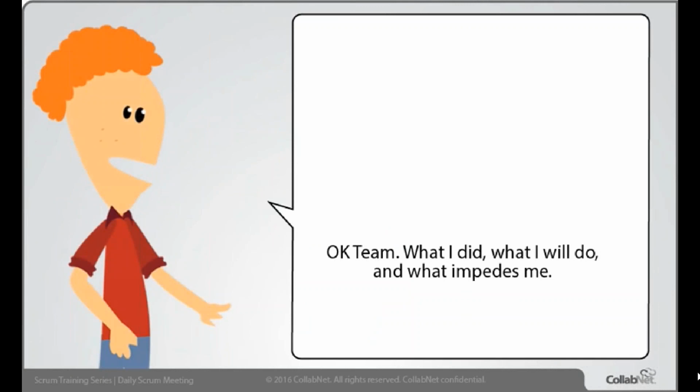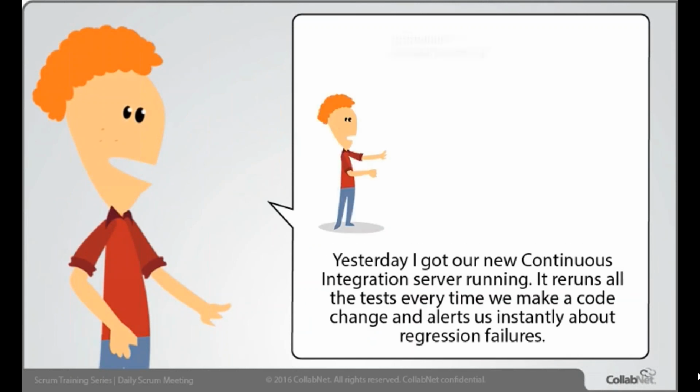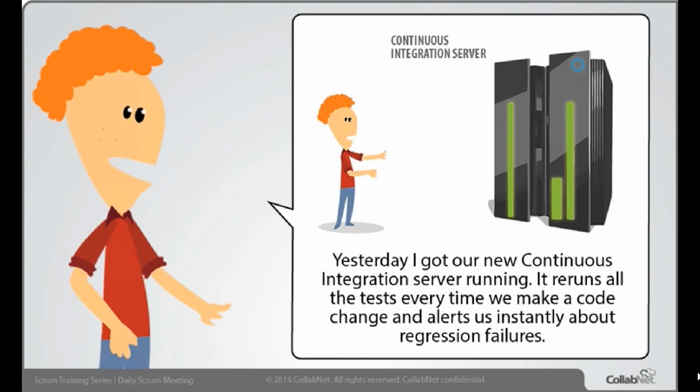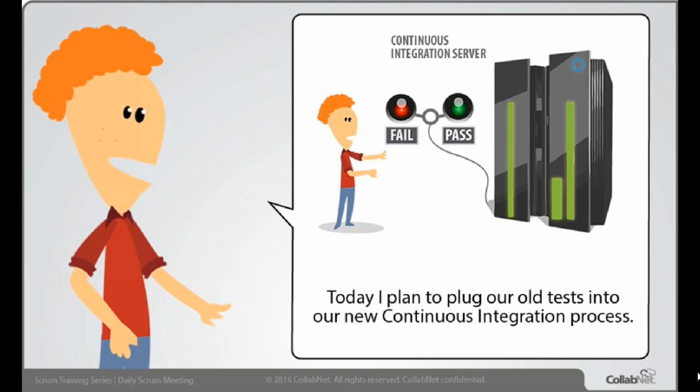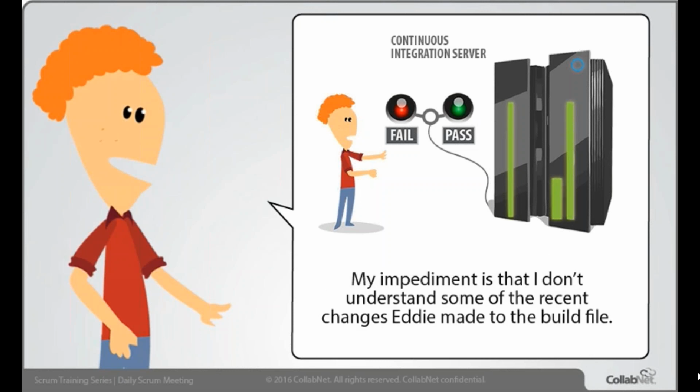Okay, team, what I did, what I will do, and what impedes me. Yesterday, I got our new continuous integration server running. It reruns all the tests every time we make a code change and alerts us instantly about regression failures. Today, I plan to plug our old tests into our new continuous integration process. My impediment is that I don't understand some of the recent changes Eddie made to the build file.